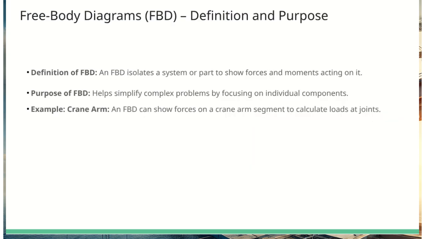Okay, so definition of free body diagram. Free body diagram is an isolated system apart that shows forces and moments acting on it. The purpose of a free body diagram is to help simplify complex problems by focusing on individual components. For example, a crane arm. A free body diagram shows forces on the crane arm segment to calculate loads on the joint.